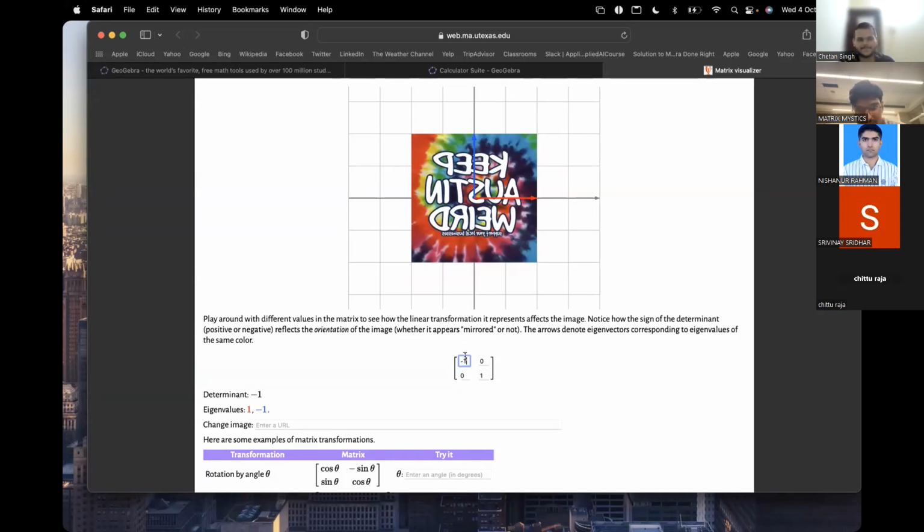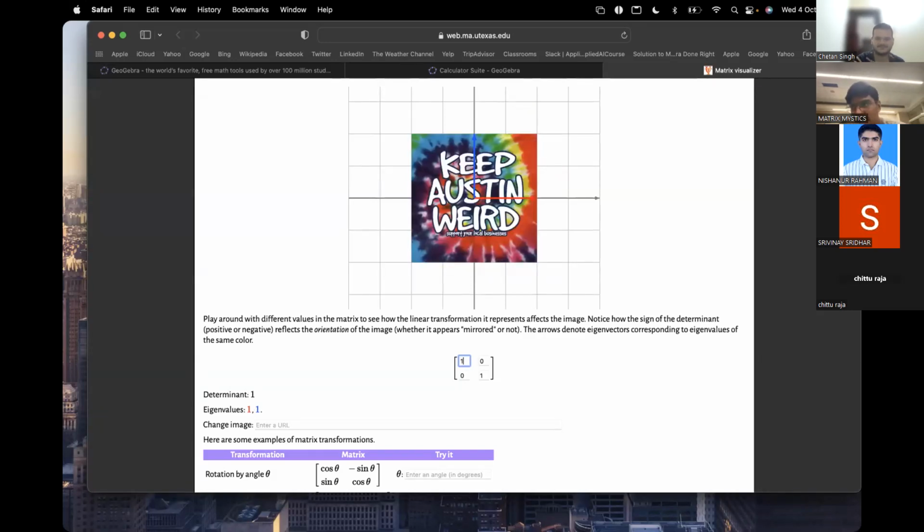What about the chat? I'm just asking the students here. What values will rotate this image? Can you make it back to 1, 0, 0, 1? Yeah. What about a rotation by 90 degrees? Say clockwise rotation of 90 degrees.